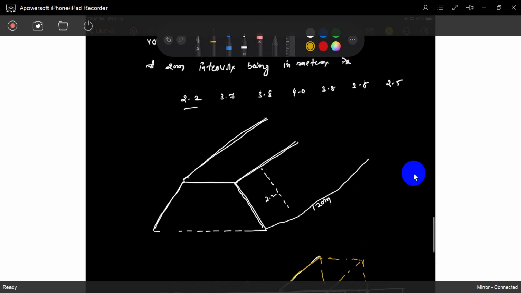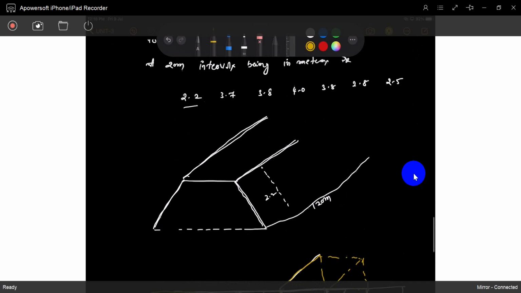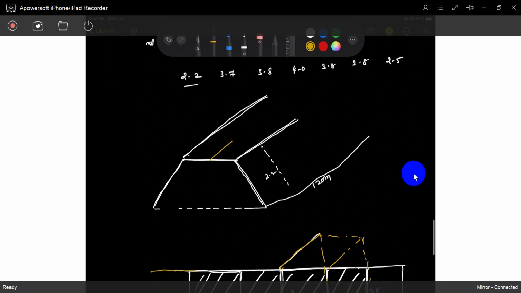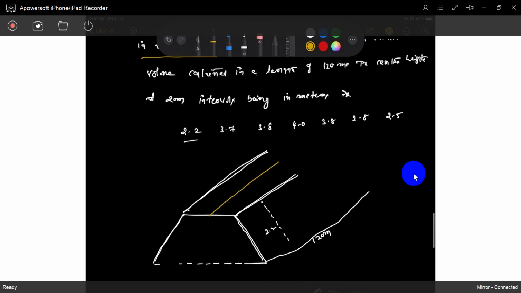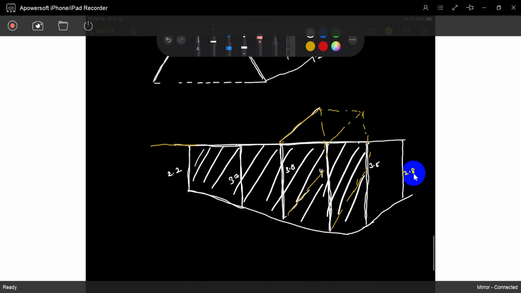He said, assuming the ground to be level in a direction transverse to the center of the line. The center line is this, and the transverse line is this. It should be level. So you can easily calculate it, not a big deal.